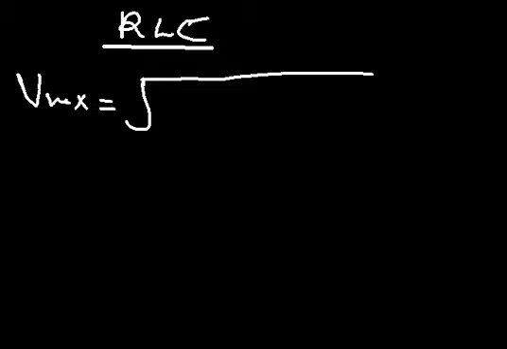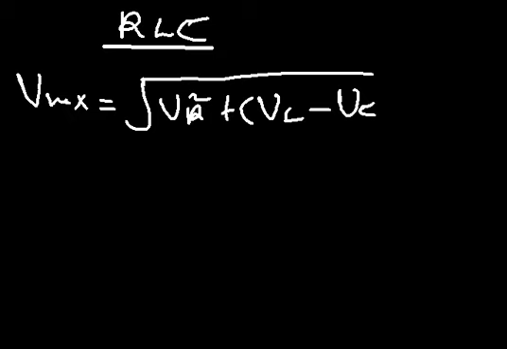So how do we define the total maximum voltage for our RLC circuit? We have Vmax equal to the square root of VR squared, that is the voltage across the resistor, plus VL, that is the voltage across the inductor, minus VC, that is the voltage across the capacitor, all squared.